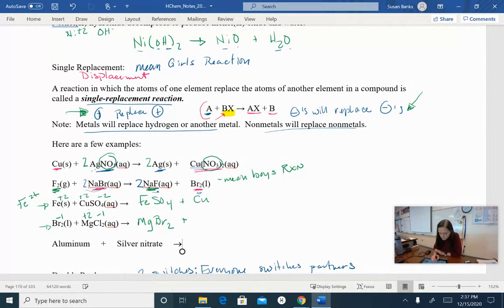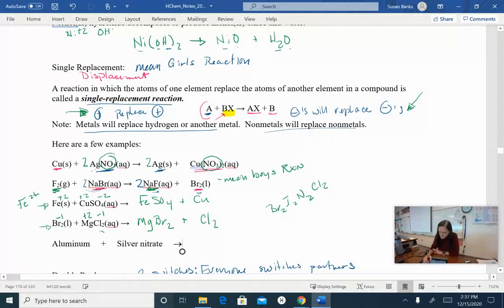And then remember, chlorine, when it's by itself, is diatomic. Remember our diatomic gases: bromine, iodine, nitrogen, chlorine, hydrogen, oxygen, and fluorine. They are all diatomic. So don't forget, if you have one of these just by itself, elementally not bound to anything else, they are going to come in groups of 2.